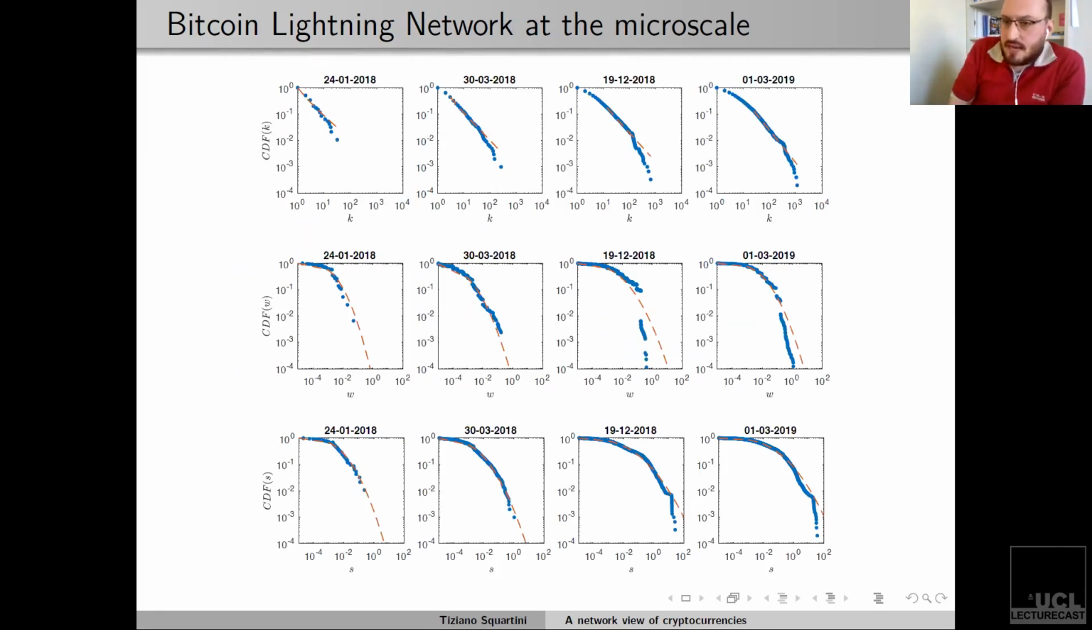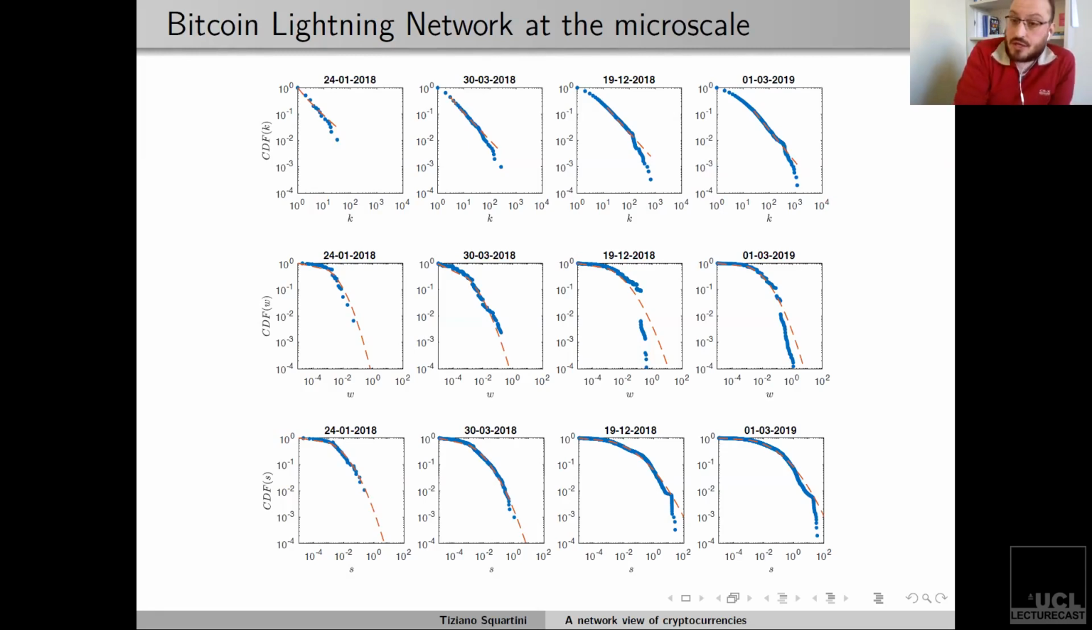Okay, what about the degree distribution, strength distribution, and weight distribution? Because the Lightning Network was studied also by accounting the amount of money exchanged. Well, for what concerns the degree distribution, so the distribution of the number of neighbors of the nodes, here the Kolmogorov-Smirnov test tells us that these distributions are indeed compatible with power laws. So we have nice evidence of that.